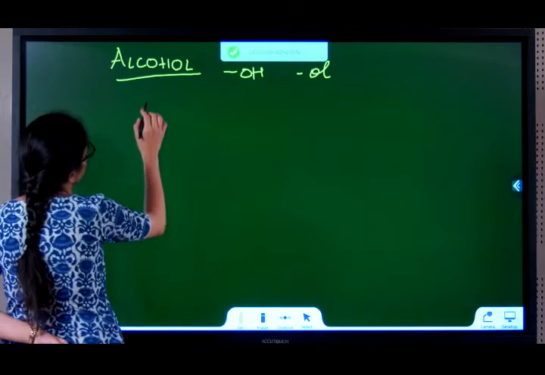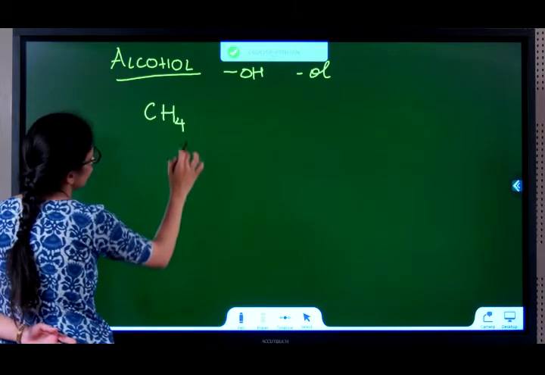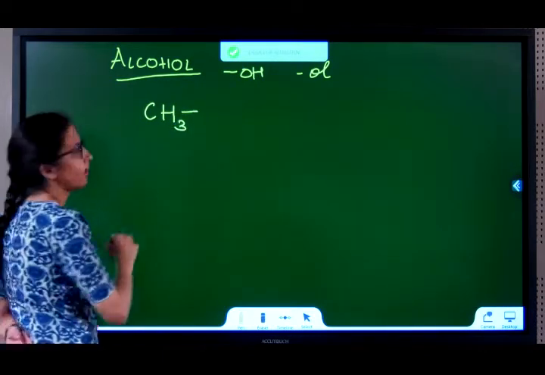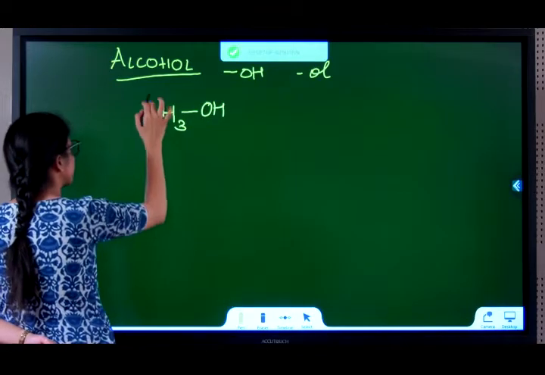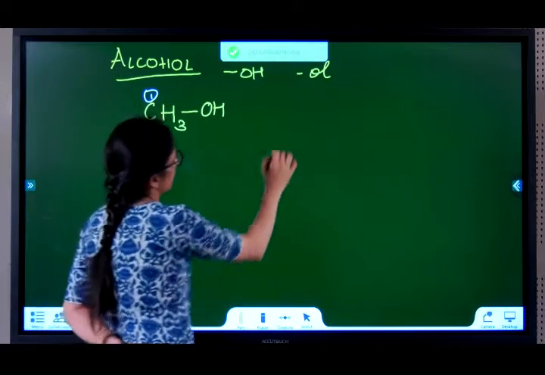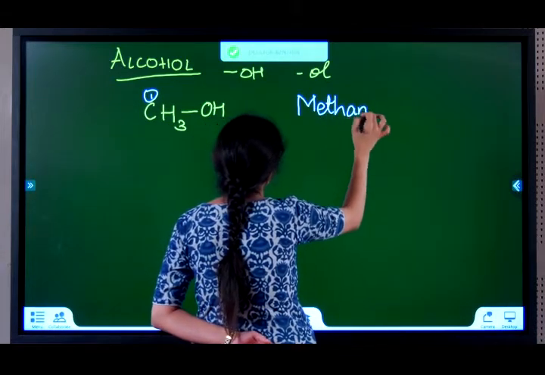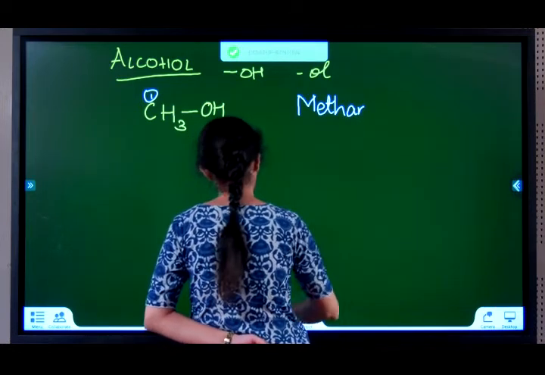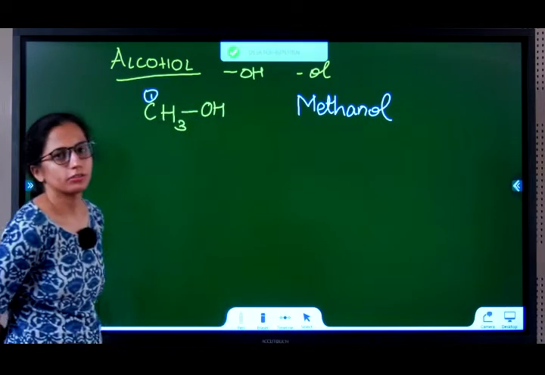So let's start with the first alkane, CH4. Remove one H, CH3, so remaining OH. It has only one carbon, so the root word is only meth. All are single bonds. Methane, what? There is no E. Replace it with OL. Methanol. Understood?